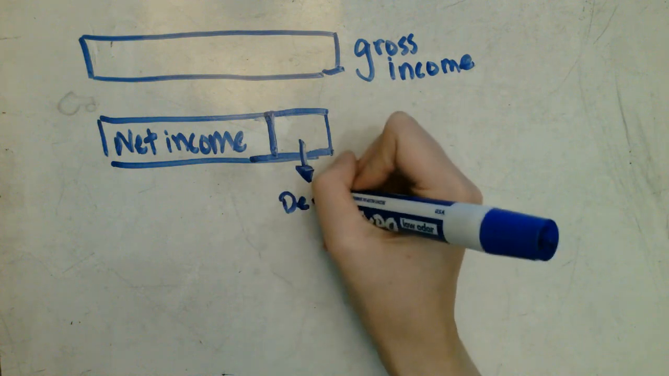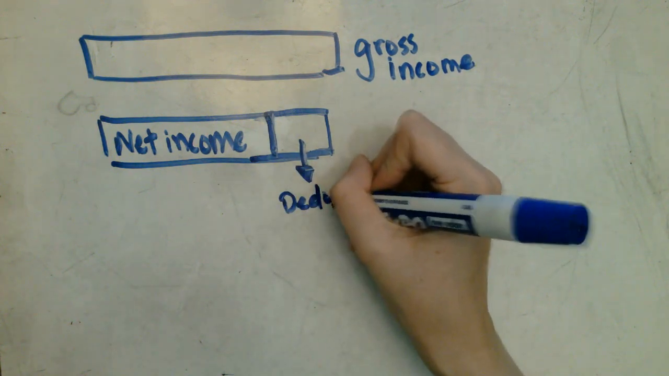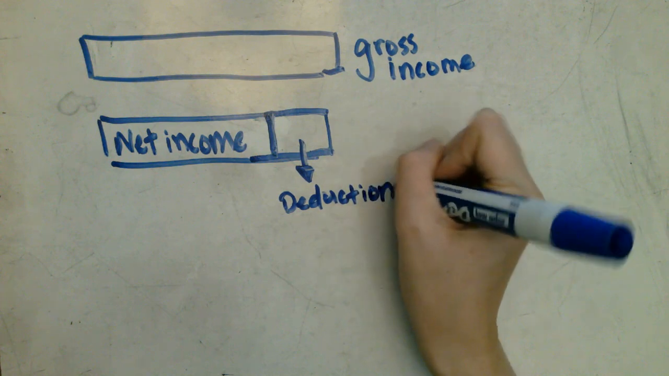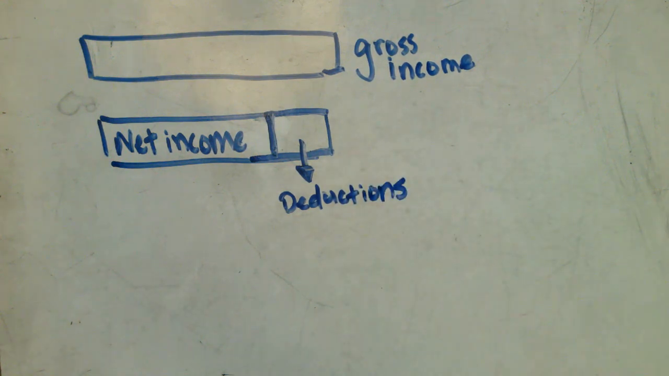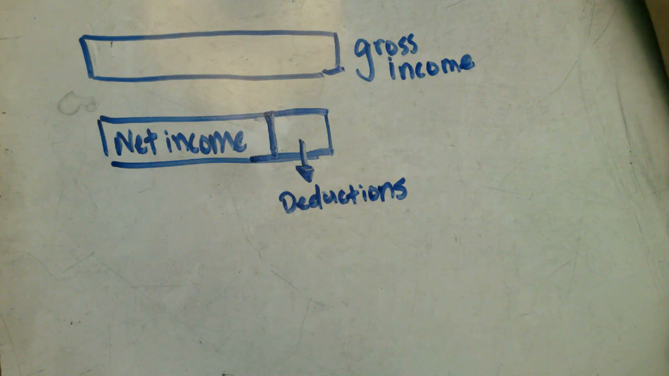This is our deductions. Those are those taxes we talked about coming out of our bank accounts to help those local, state, and federal governments. Another type of deduction is health insurance. The cost of health insurance is also subtracted from the gross income.